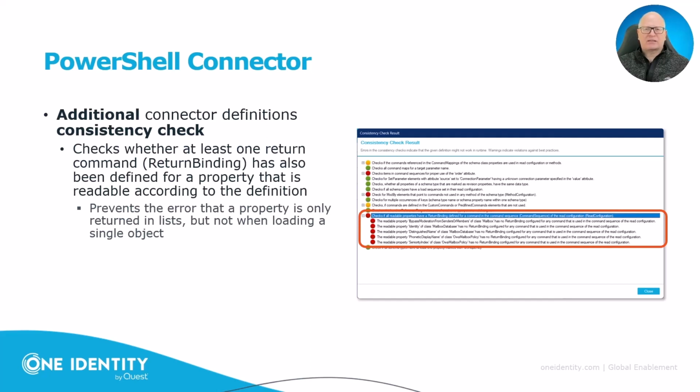And what happens is that a new consistency check was implemented in the consistency check section. And this is now testing these XML files used in the PowerShell connector. And if there are such unhandled, I like to say, properties in a list which are not used in single objects, then you will, and that is what you see on the right-hand side in the sample, you will get them outlined in the consistency check, and then you can fix your PowerShell XML.